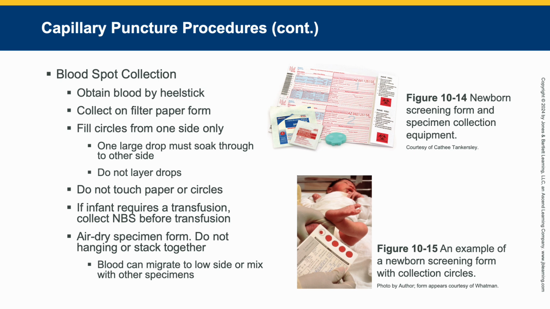After it's collected, the specimen must be allowed to air dry in an elevated horizontal position away from heat or sunlight. They must not be hung to dry or stacked together. When they're dry, the requisition containing the sample is normally placed in a special envelope and sent to state public health labs or other approved labs for testing. And then the results are sent to the infant's physician or another healthcare provider.